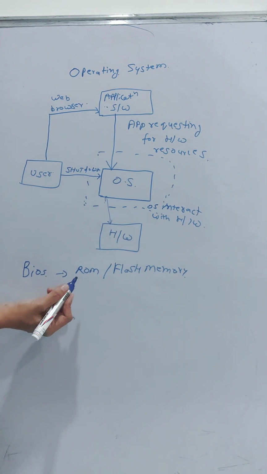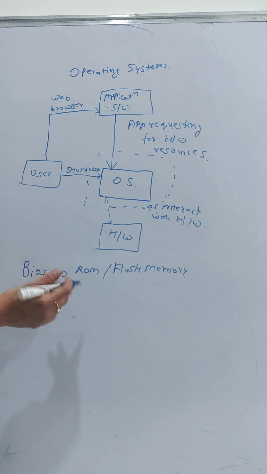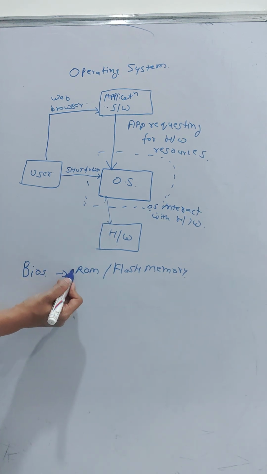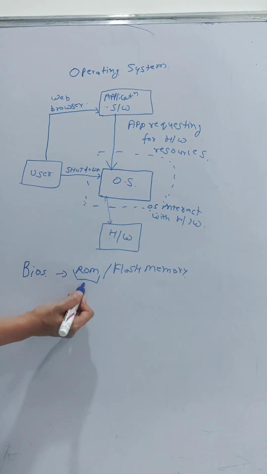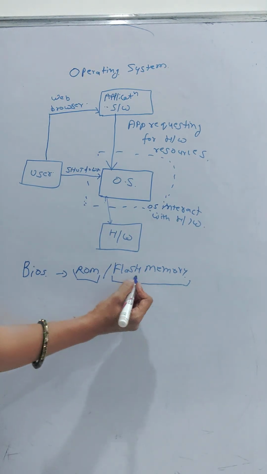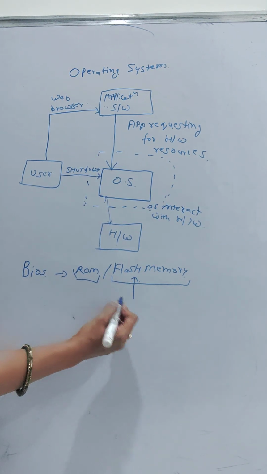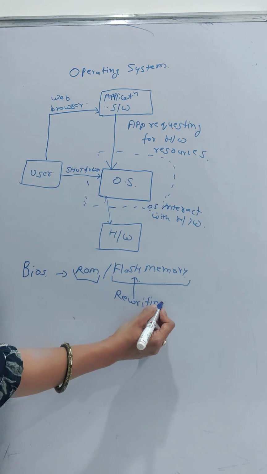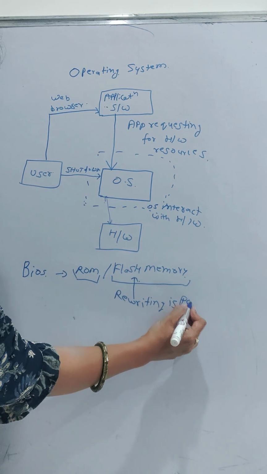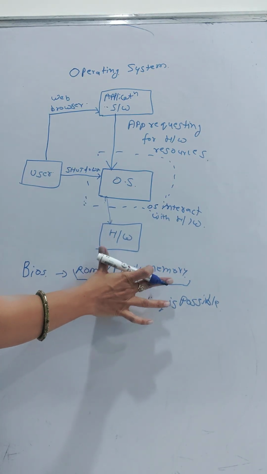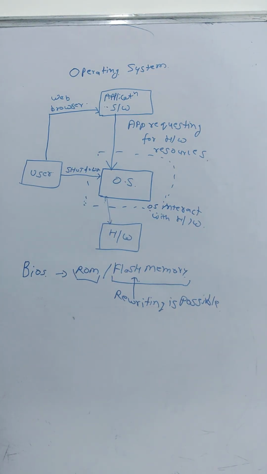ROM is a read-only memory. So suppose we need to update any BIOS code. In case of ROM, physical replacement of the chip was required. But here we don't need to physically replace the chip. We can rewrite the BIOS code here. Rewriting is possible here. So nowadays we are using flash memory for this BIOS code.